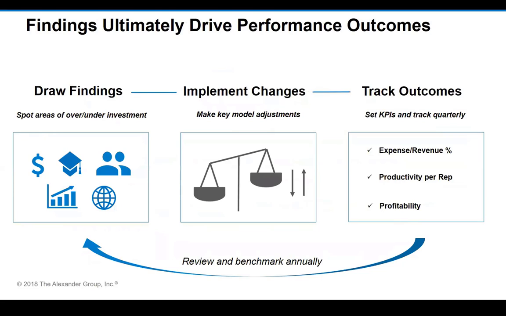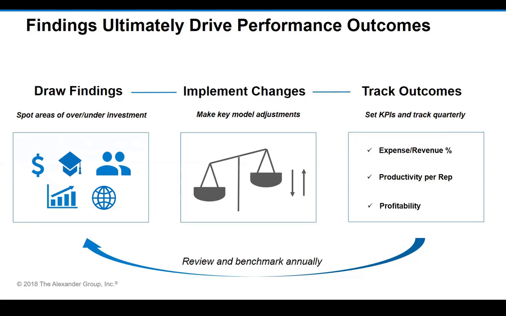And to be successful in our sales investment analysis, we need to follow the process, which moves through 3 key stages. The first being drawing findings. So understanding the different elements of sales investment and spotting areas of over and under investment. Secondly, prioritizing changes and making key model adjustments over the next quarter or year to tweak your model to have higher performance. And then finally, tracking your outcomes. So understanding which KPIs are most important to your organization and tracking them on a quarterly basis.